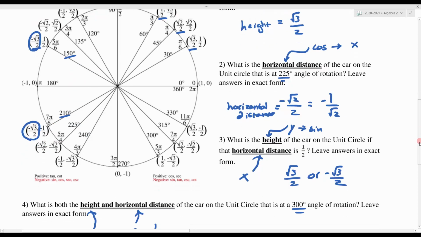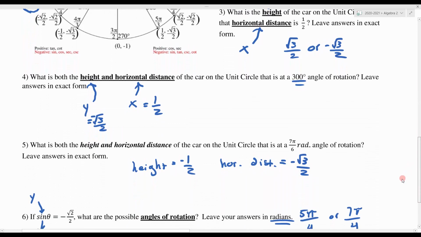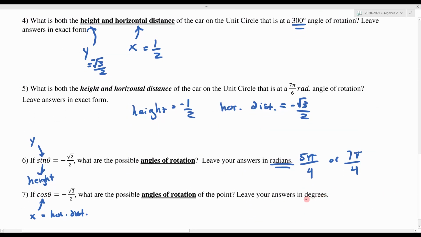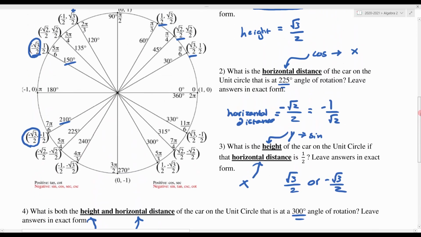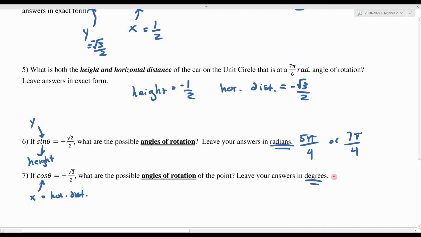How do they want the answers? Do they want that in radians or... Nope, they want this one in degrees. Okay, so we're just going to go ahead and write those two angles down, 150 and 210. So 150 degrees or 210 degrees.